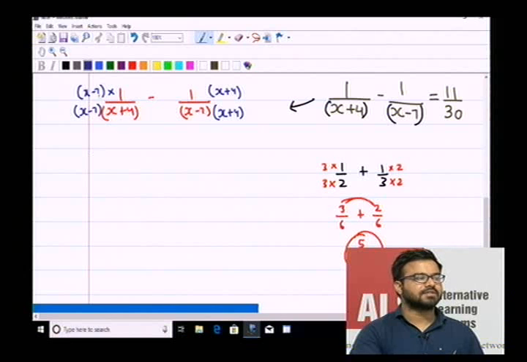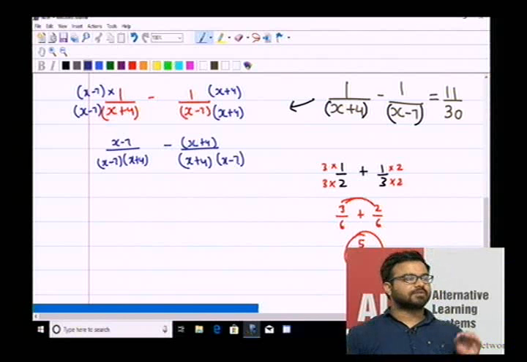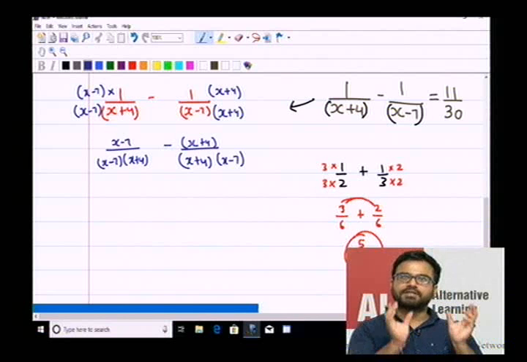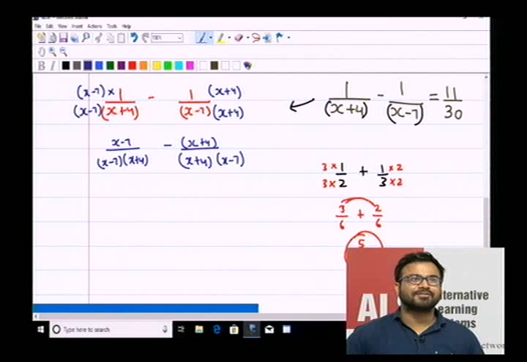So now you can see the left hand side will become x minus 7 over x minus 7 into x plus 4, and the right side will become x plus 4 over x plus 4 into x minus 7. Now you can see that the denominator for both the fractions is the same. Is this clear to both of you? Okay, that's cool.